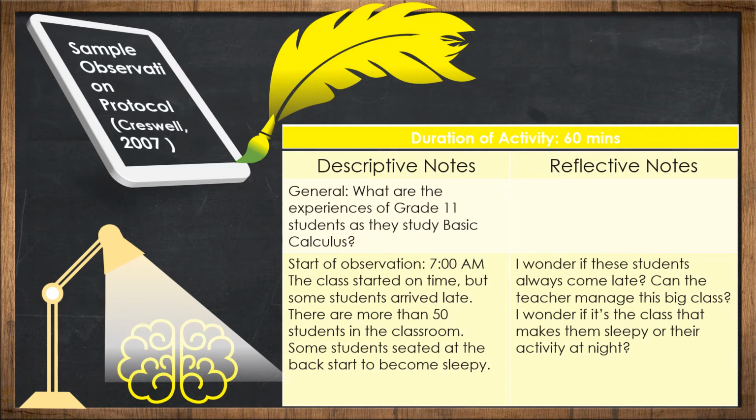So, this will be a sample observation protocol. We have descriptive notes and reflective notes. In general, what are the experiences of grade students as they study basic calculus, for example. And this will be the process, the descriptive notes. Start of observation, 7 a.m., for example. Then, the class started on time, but some students arrived late. There are more than 50 students and so on and so forth.